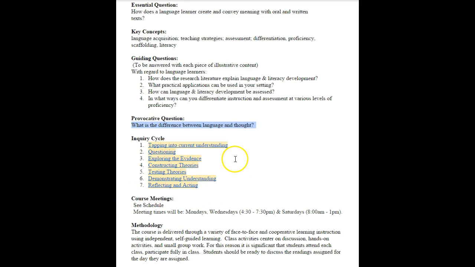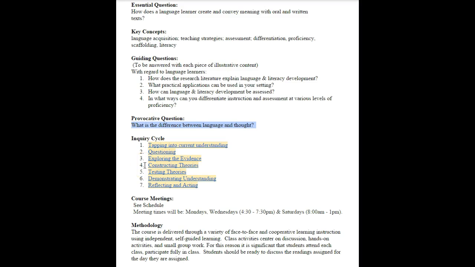Just to remind you of how we've worked with the inquiry cycle, with tapping into current understanding, we worked on the jigsaw the second day of class to review our prior coursework, and we also linked it to some of the things that we've done to apply our learning in our class. The questioning part was, again, using the guiding questions. To explore the evidence, again, we looked at the chapters and used those as illustrative content and used the questions as a pathway to help us reach the essential question.